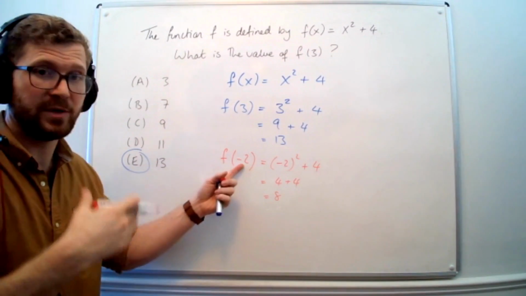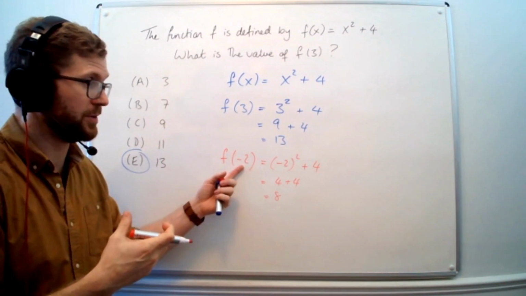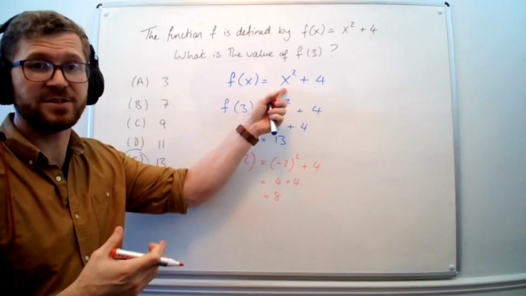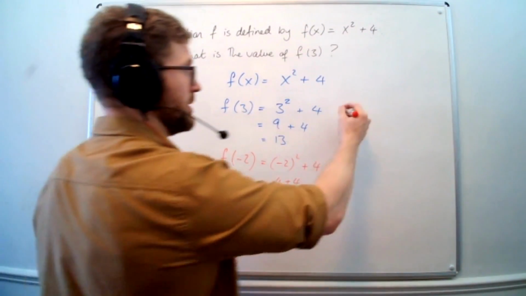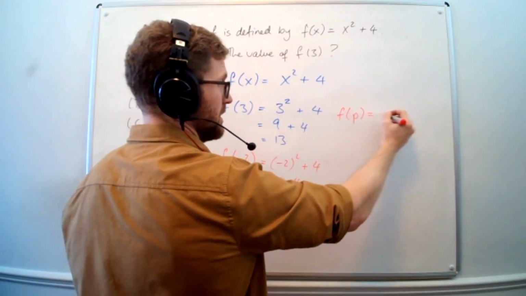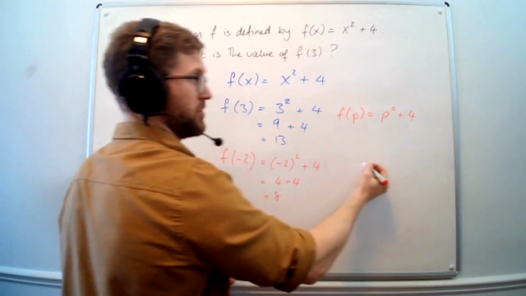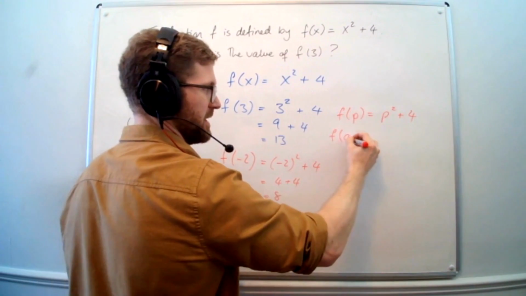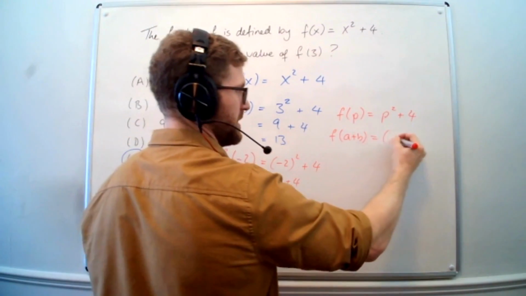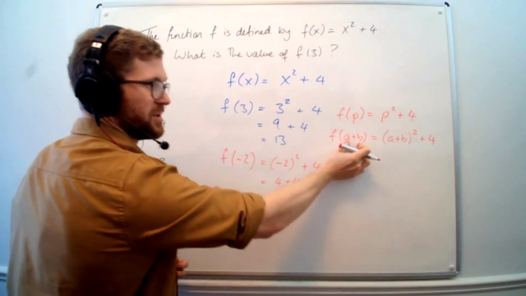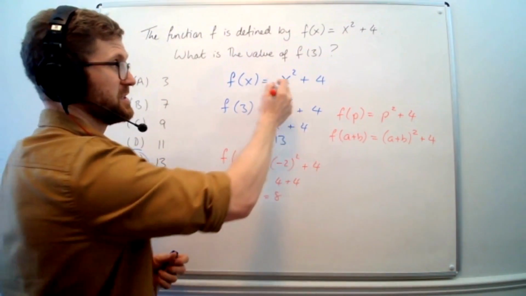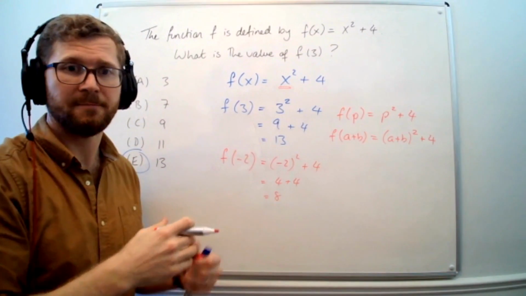The number inside the parentheses becomes the input, and I replace the x in the rule with what was inside the parentheses, and it doesn't have to be a number. F of p would be p squared plus 4. F of a plus b would be (a plus b) squared plus 4. Whatever's on the inside of those parentheses replaces the x in the rule, and then you just go and apply the rule.